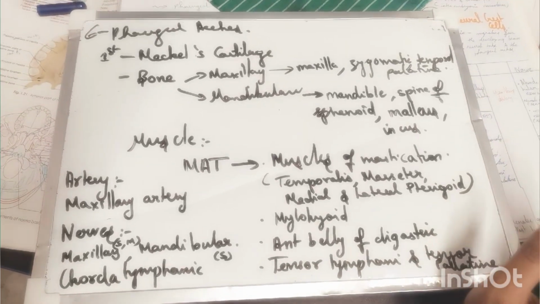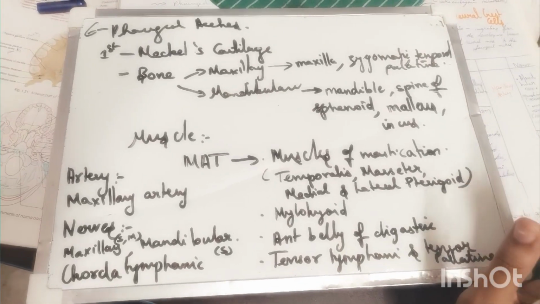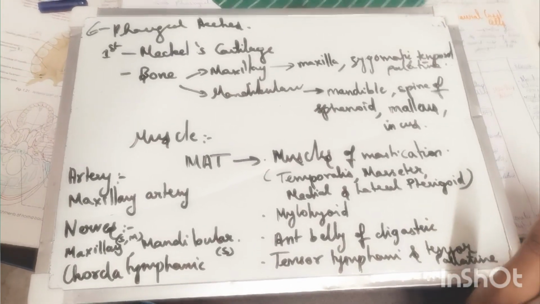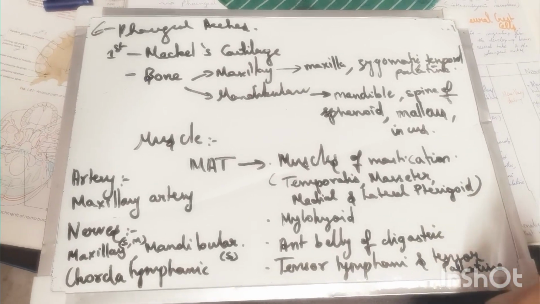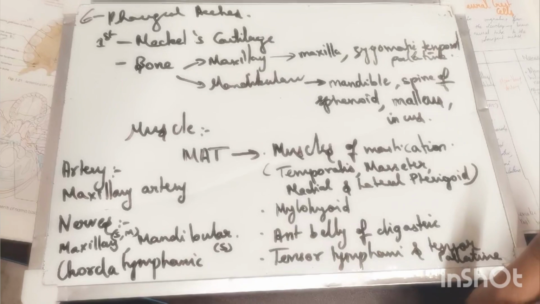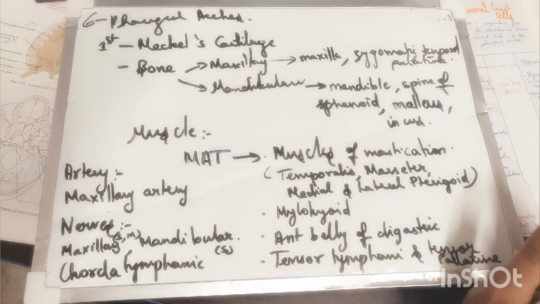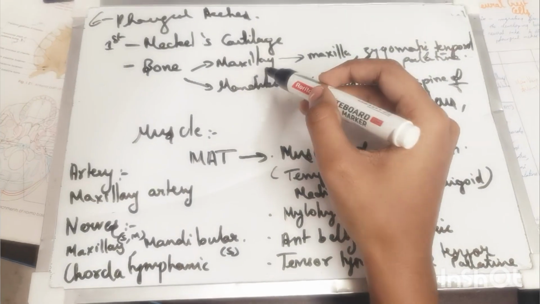Basically, every arch has four components. First one, it's going to be the bones or the cartilage that we are going to talk about in each arch, the muscles, the artery, and the nerves. These are what we are going to talk about in each and every pharyngeal arch. So for the first pharyngeal arch, the bones are basically classified into two.